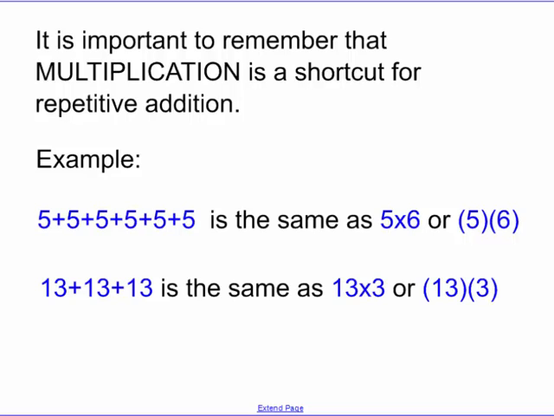Multiplication is a shortcut for repetitive addition. So you'll see here I have 6 5s all added together. A shortcut for writing that would be these symbols over here, which would be read 5 times 6, or 5 groups of 6. Down here I have 3 groups of 13. So I can rewrite that as 13 times 3. And you'll notice we have some new symbols appearing.